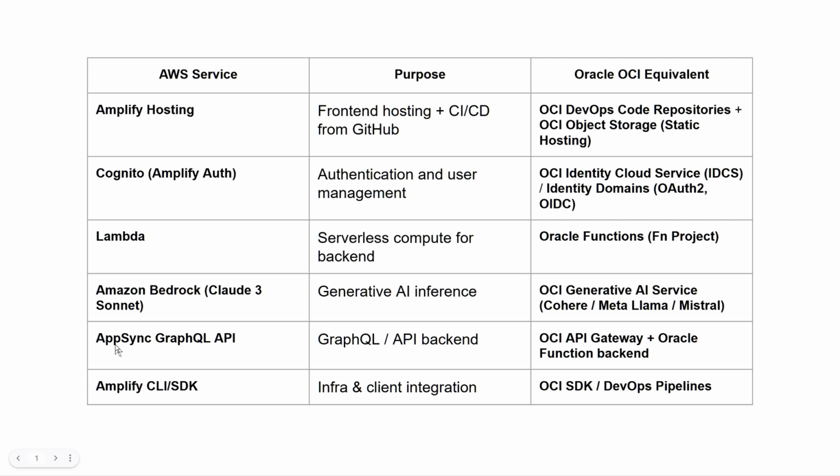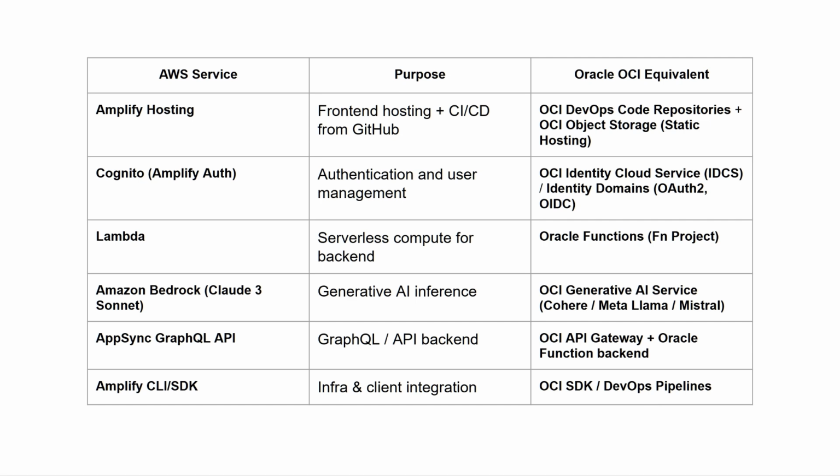In AWS, AppSync provides a managed GraphQL layer. In OCI, we can achieve the same using API Gateway integrated with Functions, allowing secure serverless endpoints for our front end. In AWS, we are using Amplify CLI and CDK for automation, and it is comparable to OCI DevOps pipelines and SDKs. These tools allow CI/CD integration, infrastructure automation, and versioned deployments.